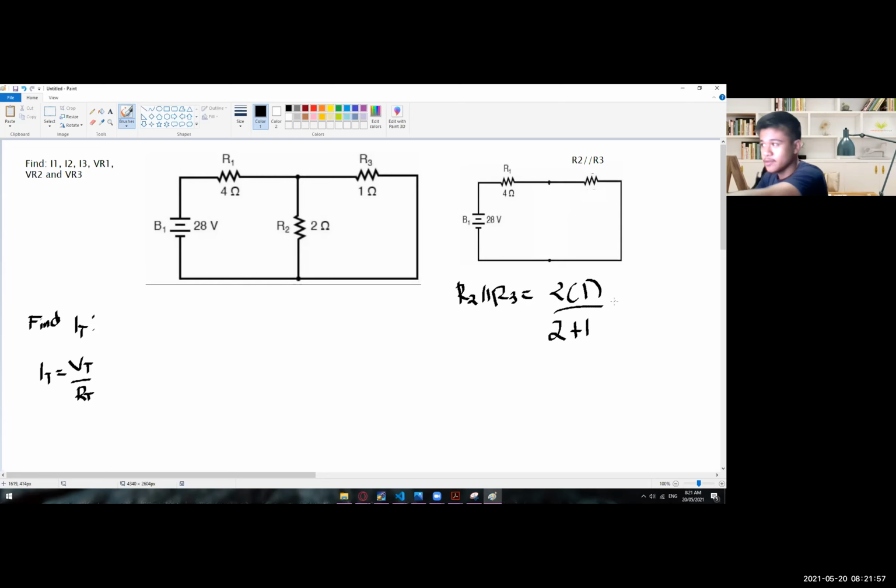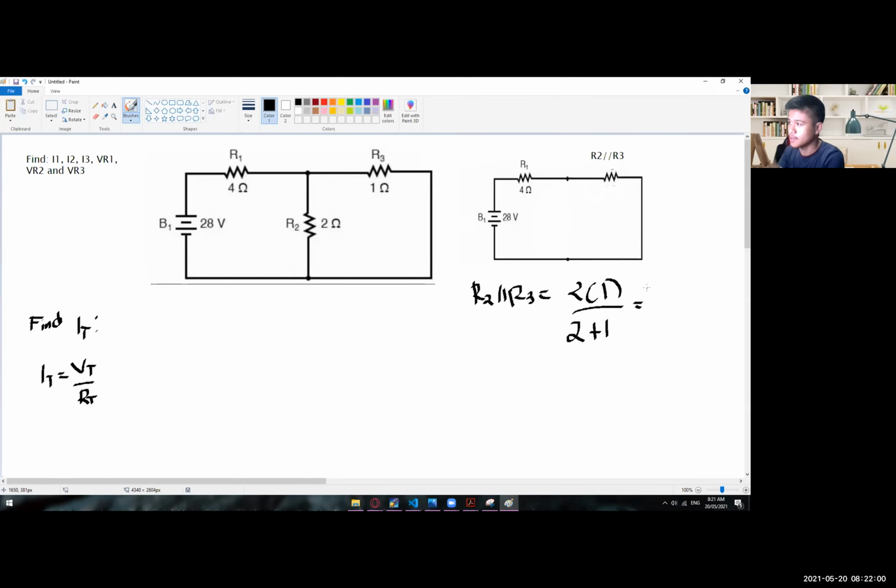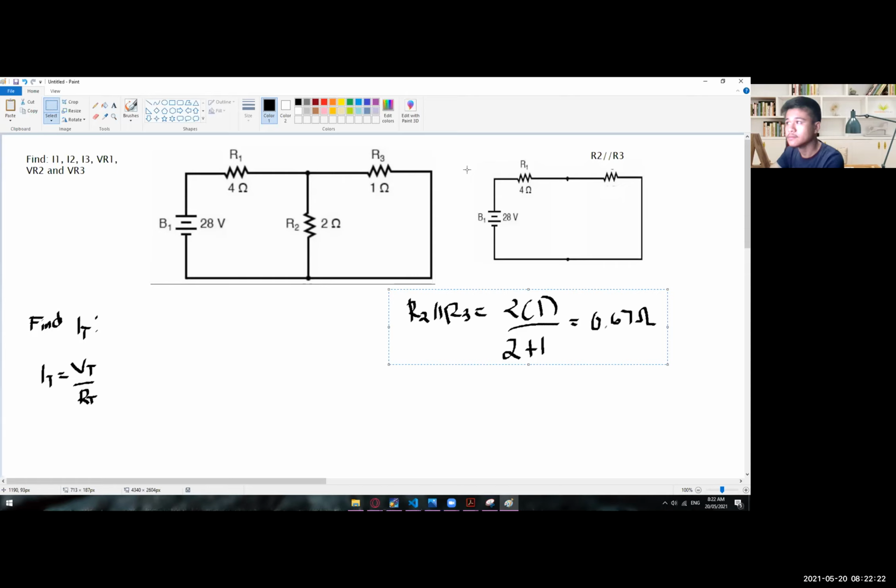Just use your calculator and you will get 2 times 1 divided by 2 plus 1, so we get 0.66667, or you can simply say 0.67 ohms. I hope you guys can see this one. Right here, we already have the value of R2 and R3, which is 0.67. As you can see, they are now in series: R1 plus R2 parallel to R3.